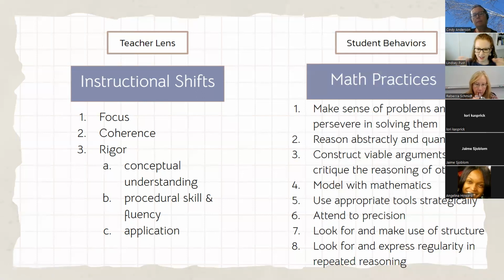So being able to look at the specifics of what's going on, the structure, and then making sense of that, and kind of going from in to out, and then looking for and expressing regularity and repeated reasoning, that is making those generalizations. So the in to out, I just combined 7 and 8. Looking for and making use of structure, I'm really paying attention to a lot of the details of how either numbers are constructed, or equations and the distributive property, and looking at the structure of how you do this. And then I want to be able to then make generalizations and then apply that. And that's practice 8.